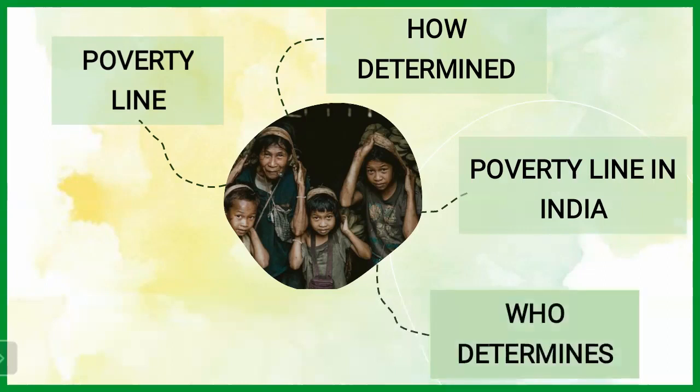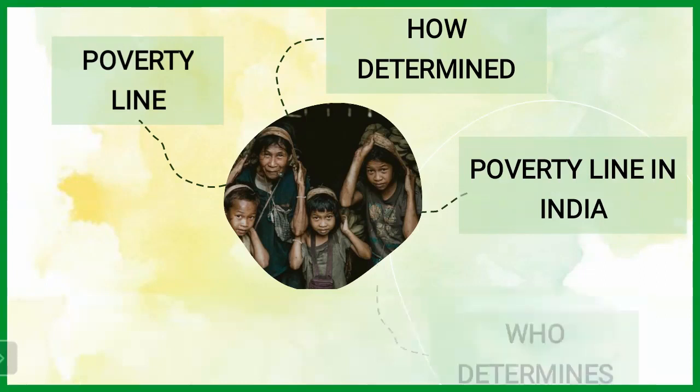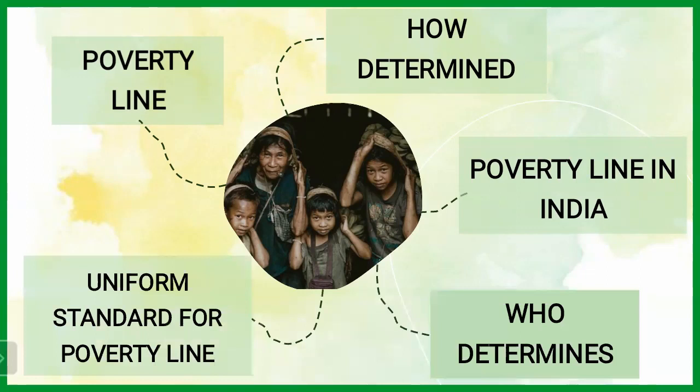Then next we saw who determines the poverty line. The organization NSSO collects samples, and based on that the poverty line is determined. And last we saw the uniform standard for poverty line, which was fixed at $1.90, so that we can compare the progress of two countries. Now, does anyone have any problem? Any doubts? No, ma'am. Okay, then I'll be asking you a few questions.